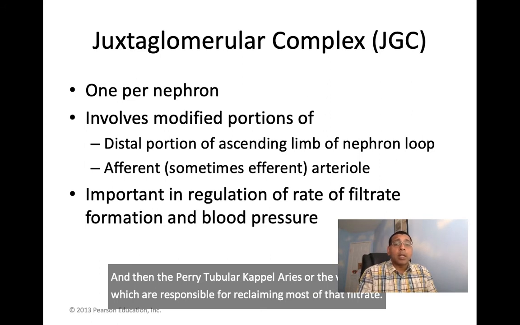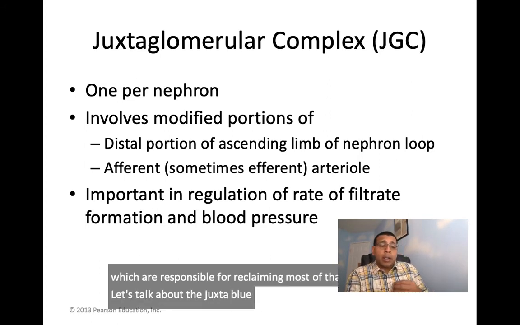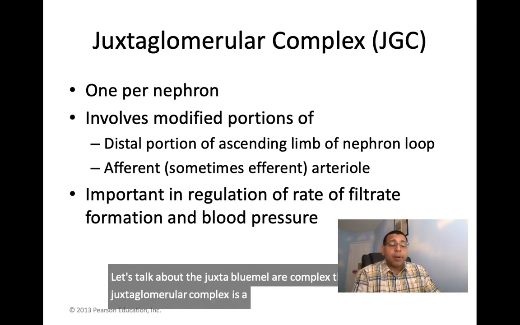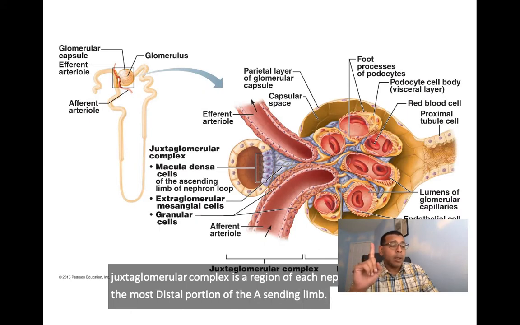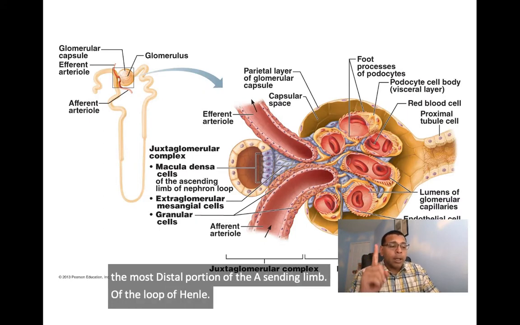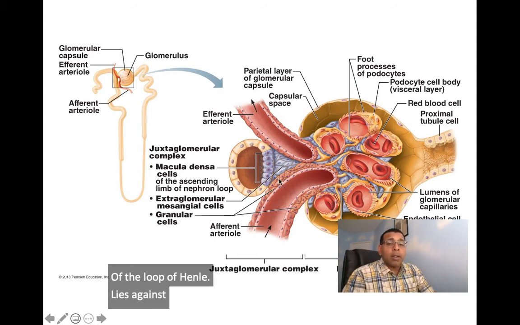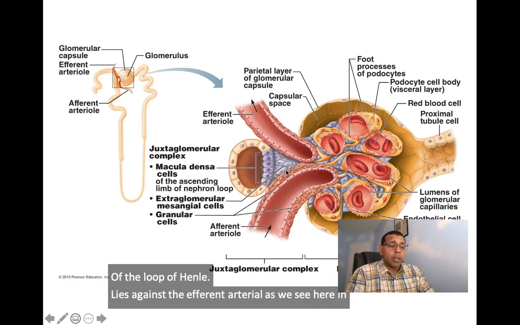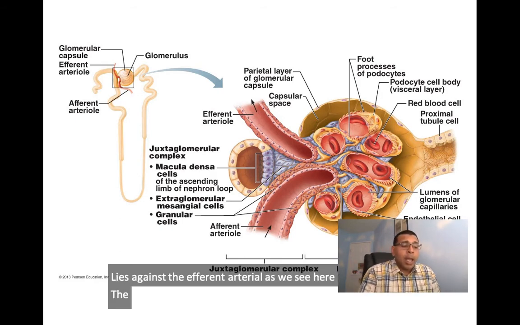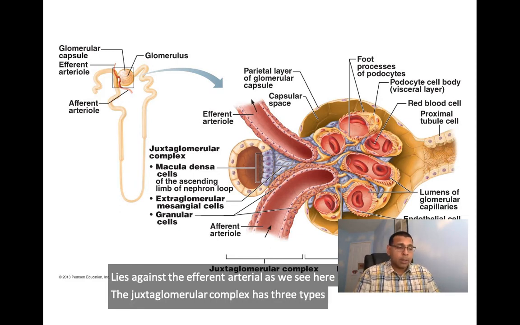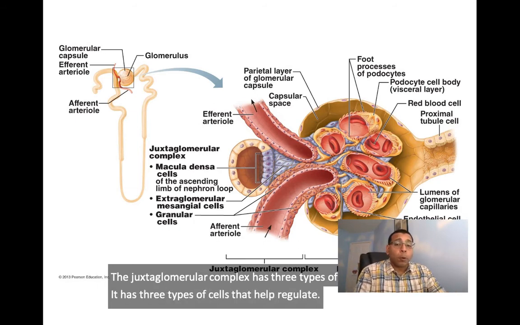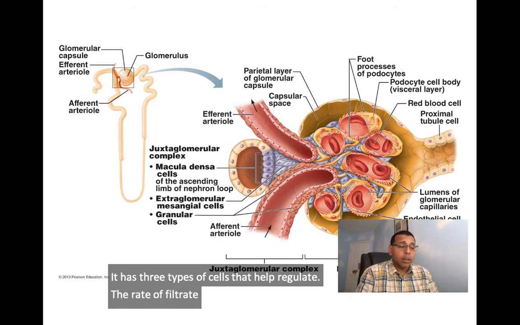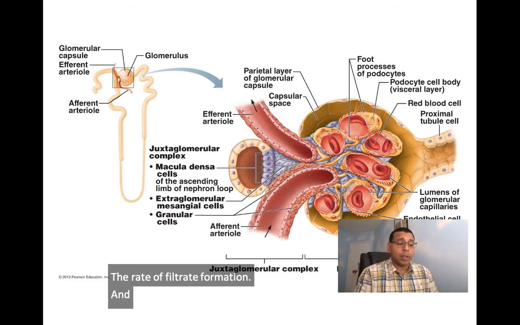Let's talk about the juxtaglomerular complex. The juxtaglomerular complex is a region of each nephron where the most distal portion of the ascending limb of the loop of Henle lies against the afferent arteriole, as we see here in this picture. The juxtaglomerular complex has 3 types of cells that help regulate the rate of filtrate formation and systemic blood pressure.